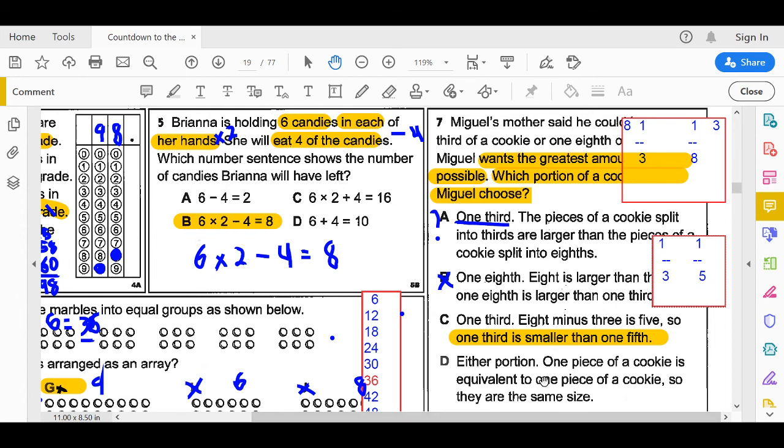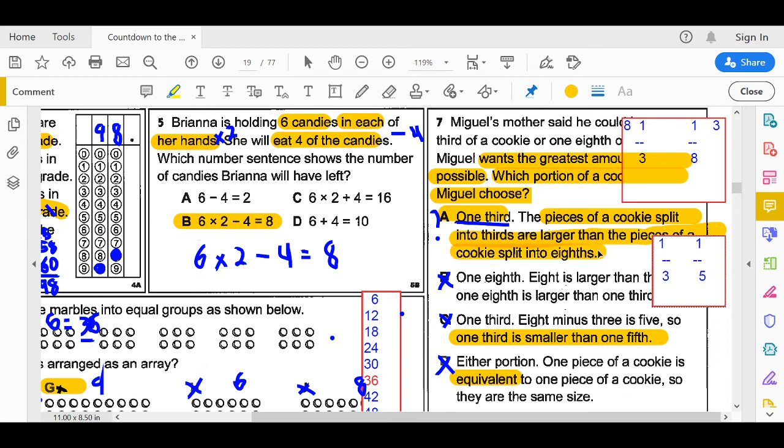One piece of a cookie is equivalent, remember equivalent means the same value, to one piece of a cookie, so they are the same size. Well, that is not true. Again, we already know from the beginning that 1/3 is actually greater than 1/8. So I'm going to eliminate option C. That was not correct, and option D is not correct either. My only right option is letter A. He should choose 1/3 because the pieces of a cookie split into thirds are larger than pieces of a cookie split into eighths.